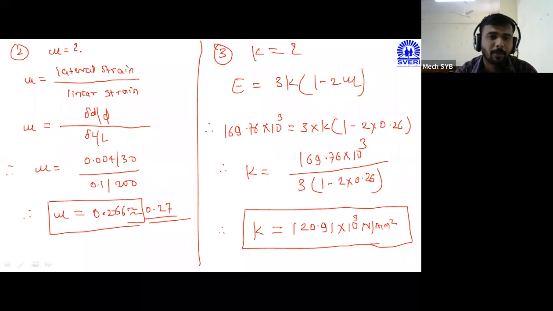So for that purpose, we have to remember the definition of linear. Linear means in the direction of force. Lateral means perpendicular to the direction of force.